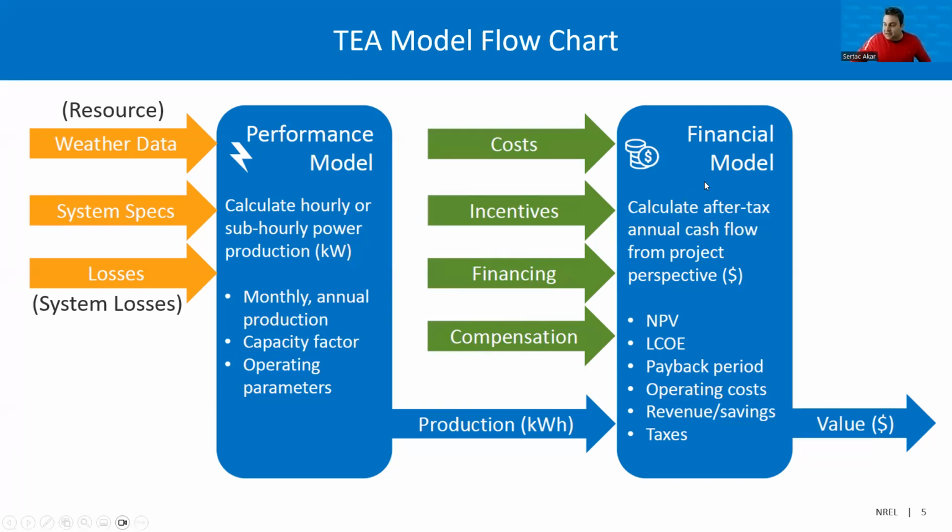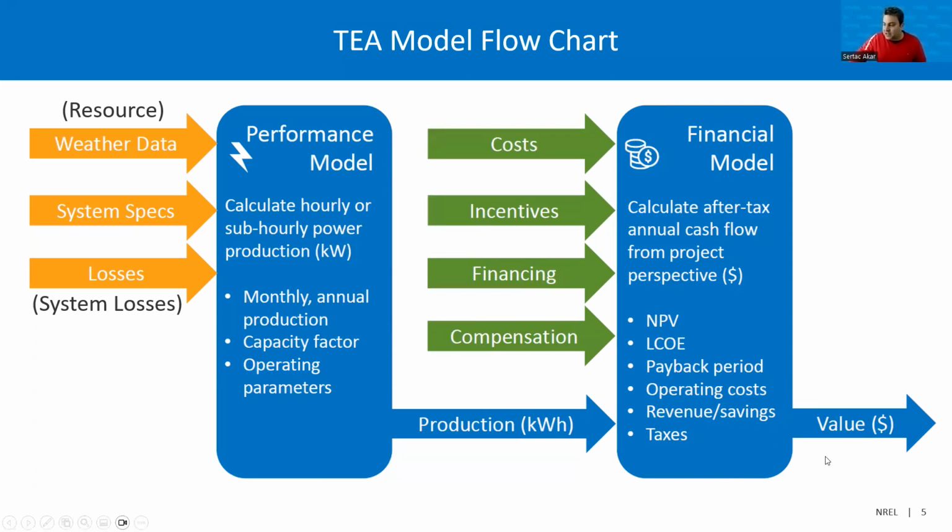And at the end, when we have this cash flow, our important outputs are the levelized cost of electricity, net present value, payback periods, and the revenue and savings. It can be revenue or savings, and taxes.